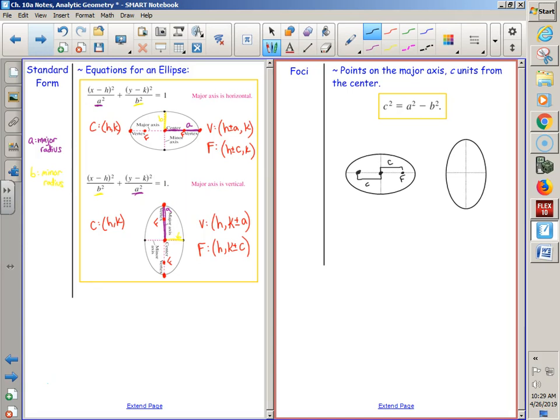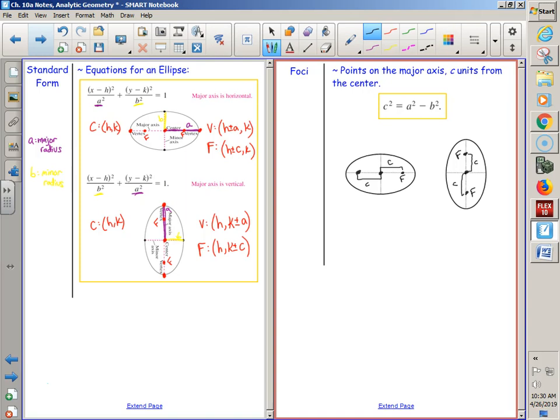And that's where these little formulas come from if I have a horizontally oriented one. Or if I had a vertically oriented one, I would go C up to get to my focus and C down to get to my focus. Isn't C kind of like the old P? P is for parabolas. That's a nice way of remembering it. For all the rest of the conics, C is going to be our distance to our foci.